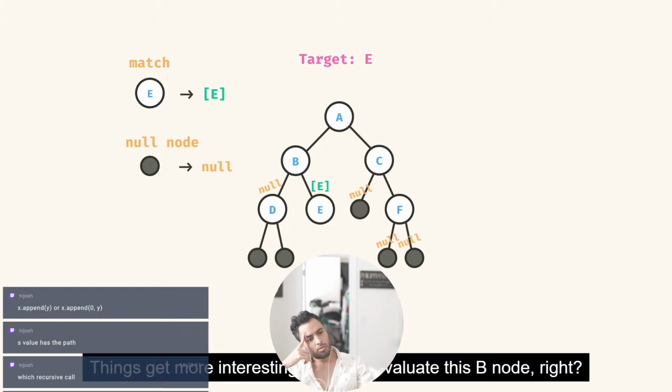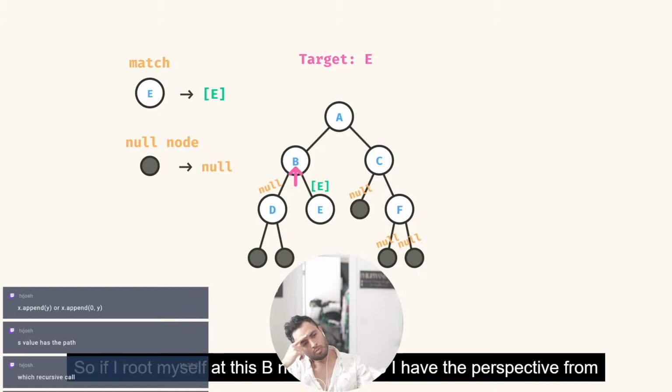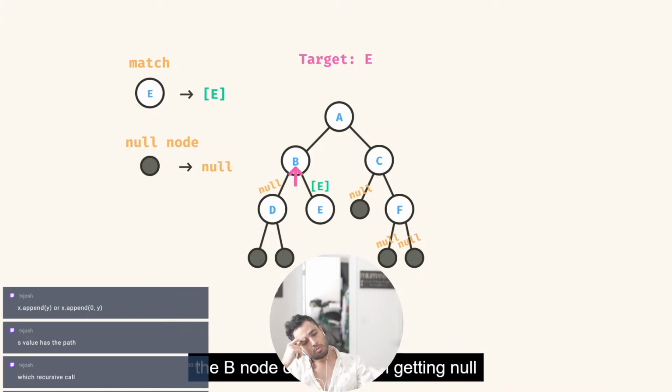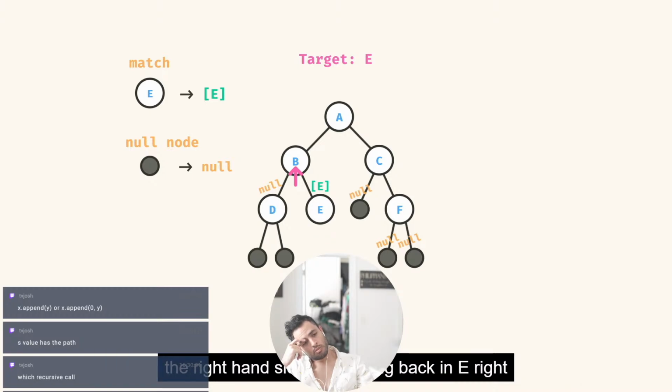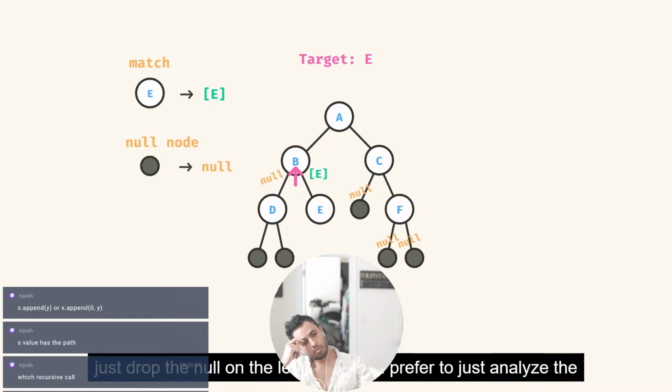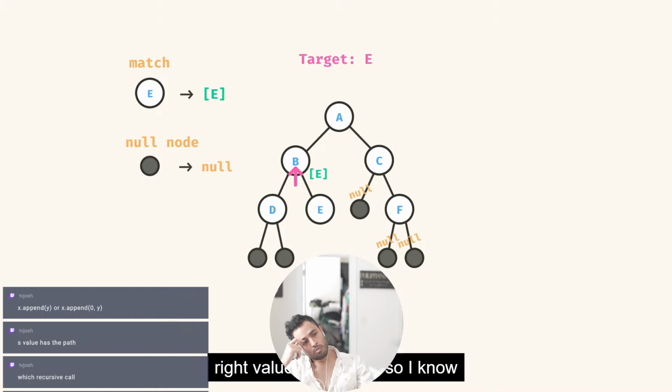Things get more interesting when we evaluate this B node, right? It's ready to compute. So if I root myself at this B node, I have the perspective from the B node. On my left, I'm getting null, which means I didn't find anything in my left subtree, but along the right-hand side, I'm getting back an array of E, which must mean that I found the E in my right subtree. And so what I'll do is I'm going to just drop the null on the left, and prefer to just analyze the right value, right?